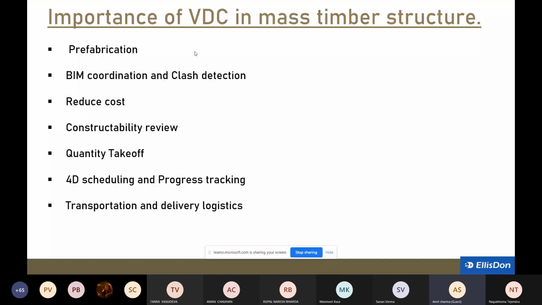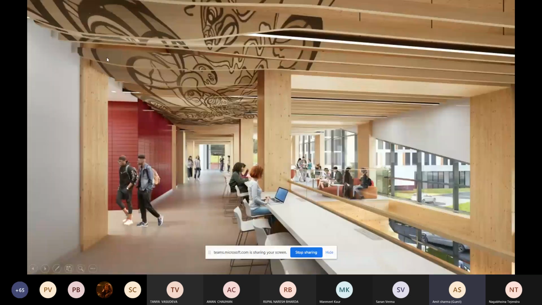Now, the importance of virtual design and construction in mass timber structures, especially for this structure. The first one is prefabrication. All of those columns and everything you see here is going to be prefabricated in the factories or plants. Everything will come in exact finished shape, and we're just going to install it. So it's very important to do all the coordination before the construction happens, so we don't have to make any changes later, because it's not possible to make changes later in prefabrication.